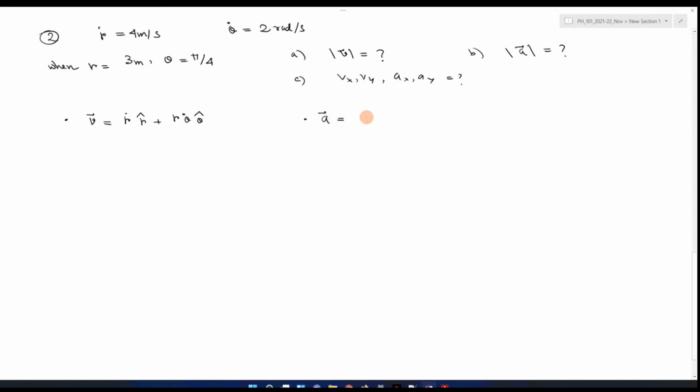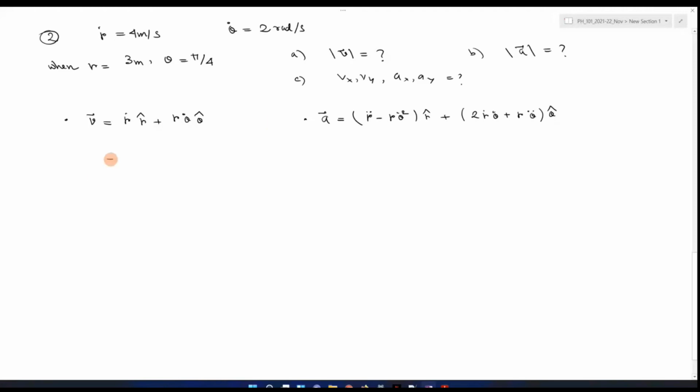A is equal to, can anybody tell me what is A? r double dot minus r θ dot square, r cap, plus 2 ṙ θ̇ plus r θ double dot, θ cap. Good. You have to remember this. So once you know these two formulas, then you can simply substitute.